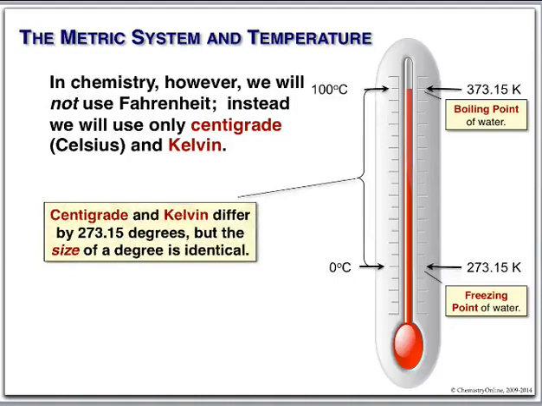Now, those are odd numbers. Why 273 and 373? It has to do with the definition of absolute zero, and you'll get that much later in the course. But the important thing to note here is that this is 100, isn't it? So the size of the degrees are the same. That means you can take any centigrade number and convert it to Kelvin just by adding 273. So the conversion is very simple. They differ by 273 degrees, but the size of the degree is the same. 100 degrees, 100 degrees.